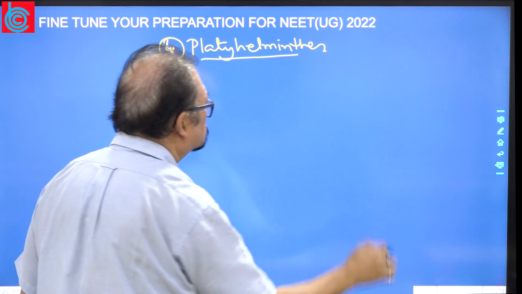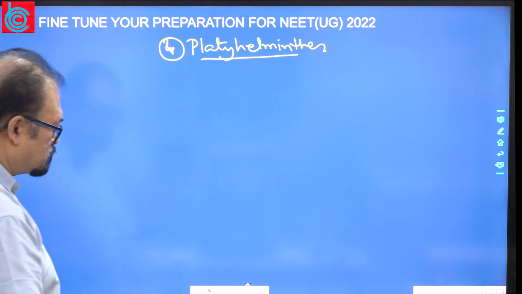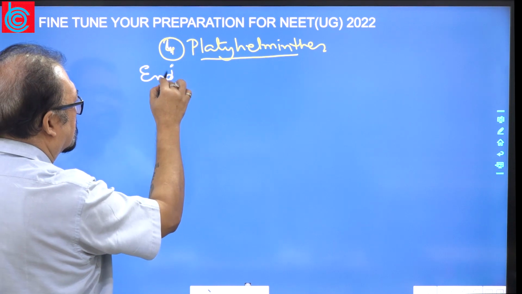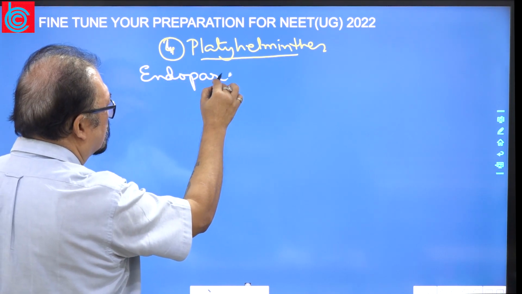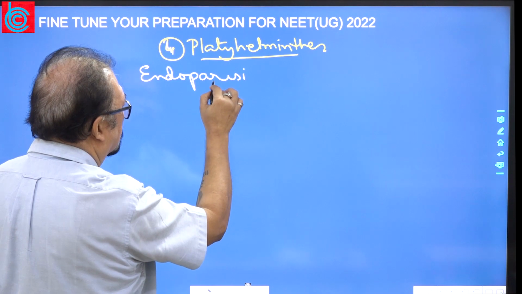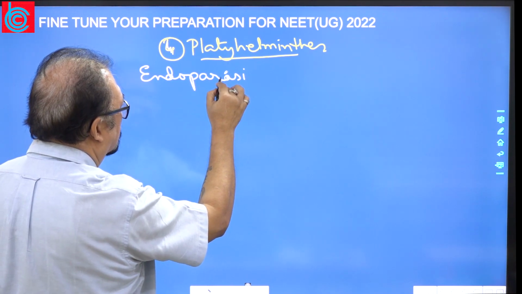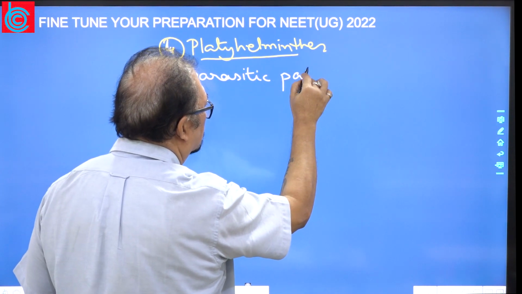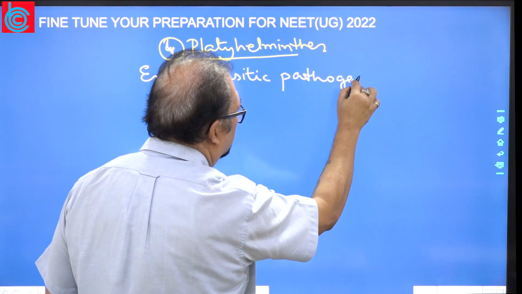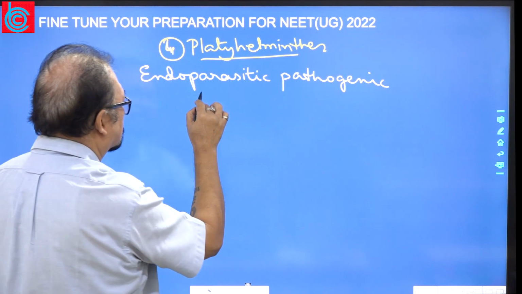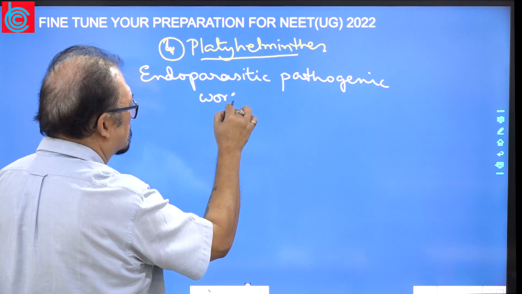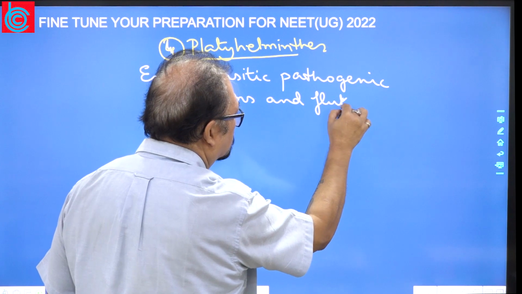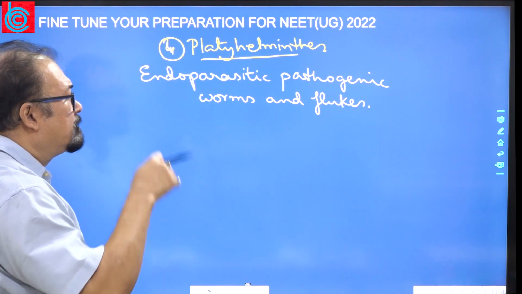Platyhelminthes. Endoparasitic pathogenic worms and flukes. Flukes are the suckers.